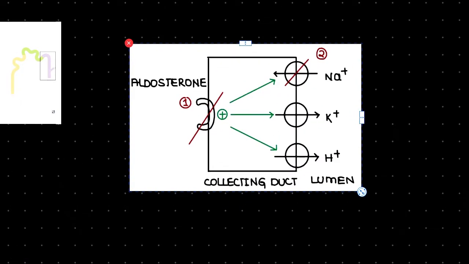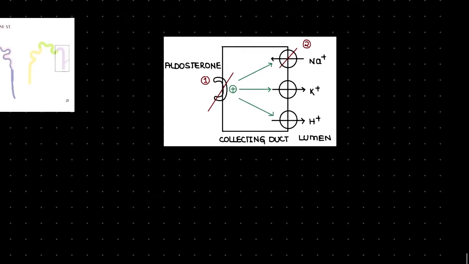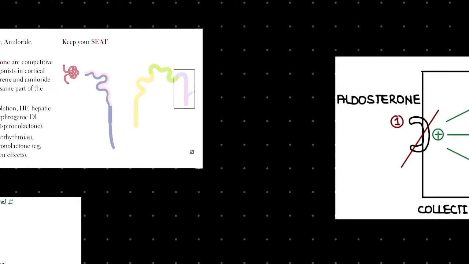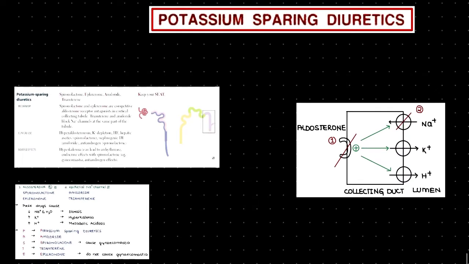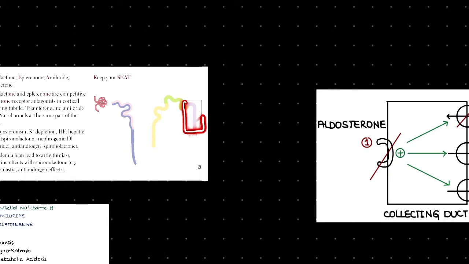Right now, here I would like to add one image, and this is this image. So here what you'll see is, what is this? This is this region of our collecting duct, and this is the place where our potassium sparing diuretics act.